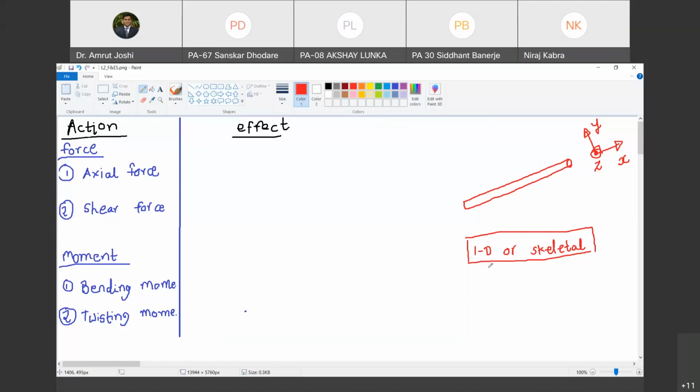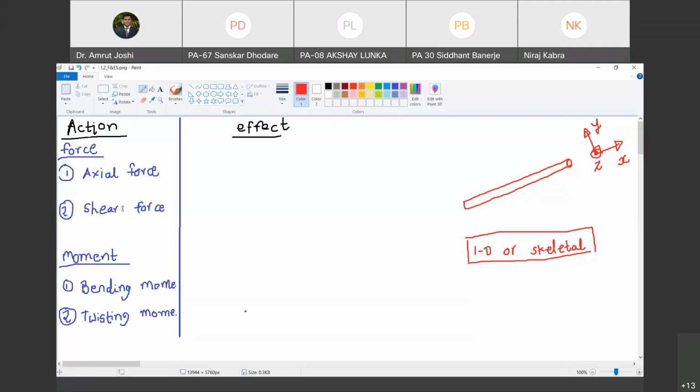Why skeletal? You look at your own skeleton, most of the bones do exhibit this property that they have one dimension dominant over the other two. So we call them 1D or skeletal members. Then we have slab like elements which have their two dimensions dominant over the third one. हम उनको बोलते हैं 2D or planar elements. And then we have certain elements like earthen dam where all the three dimensions are dominant. तो उनको हम बोलेंगे 3D members or space members. So 1D, 2D and 3D. This is the categorization of structural elements that we see around us.